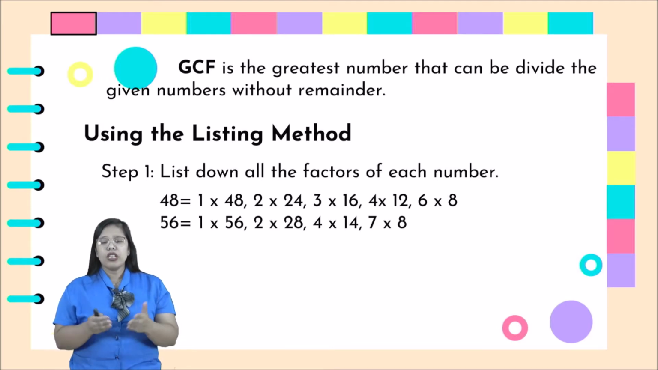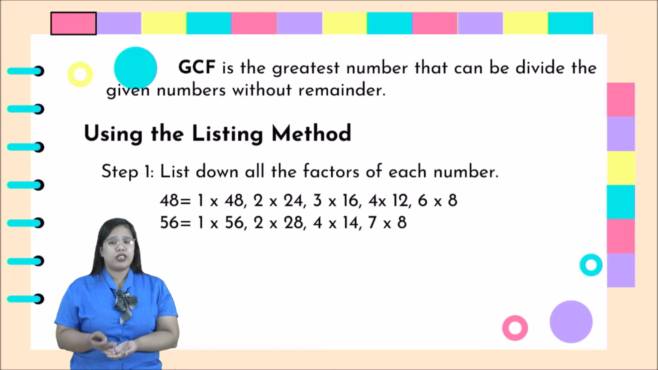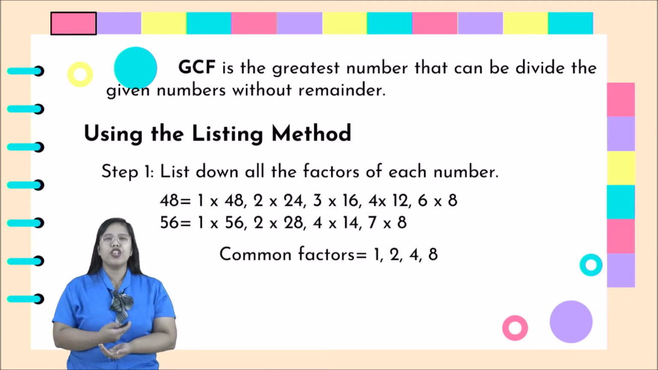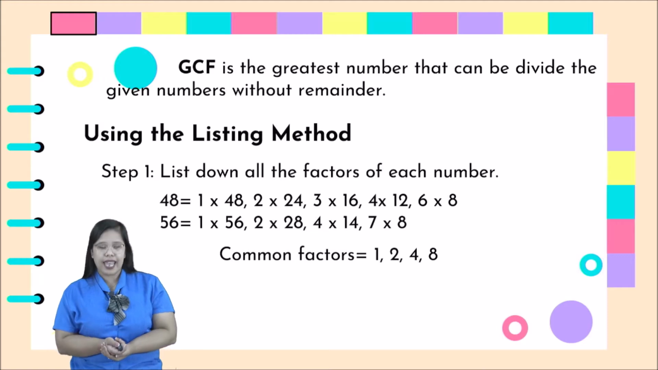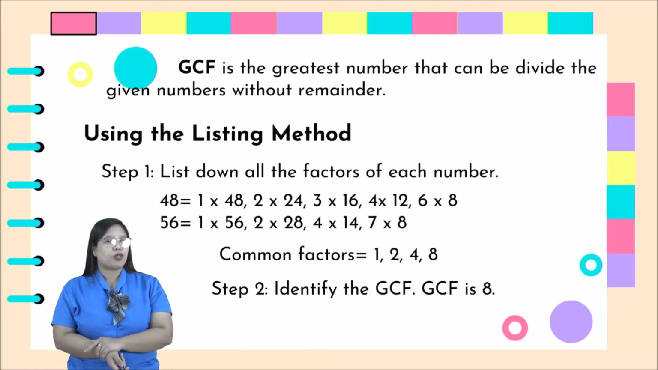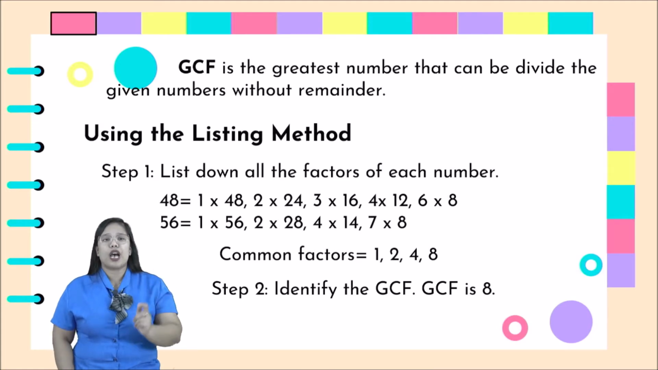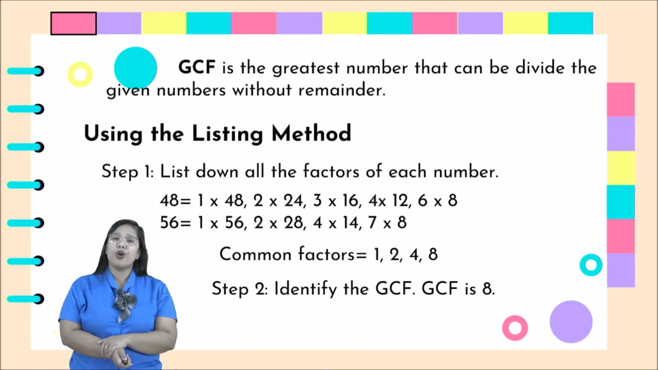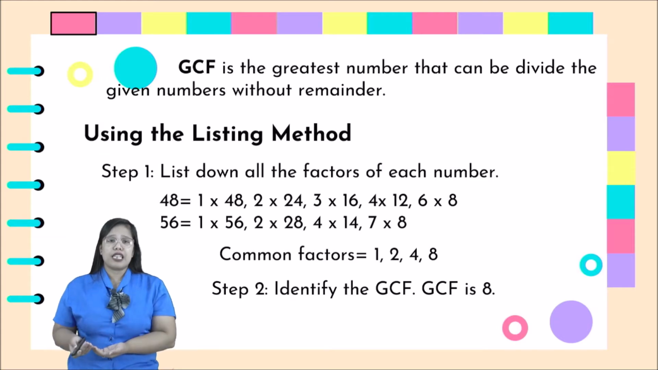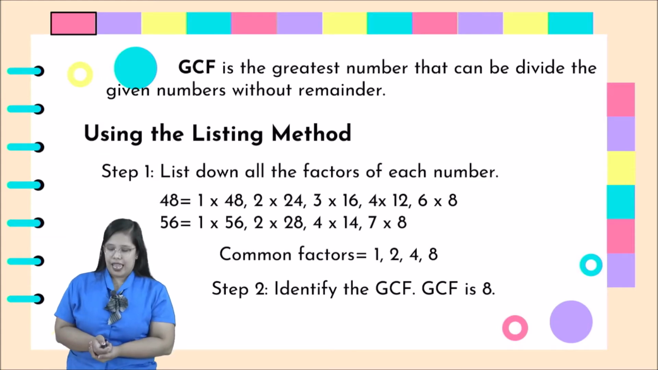Take a look at those factors. Now, determine what is their common factor. Their common factors are 1, 2, 4, and 8. Next, we need to identify the GCF. When we are talking about GCF, it is the greatest common factor, the highest, the bigger number that is common, which is 8. So we conclude that for 48 and 56, their GCF is 8.